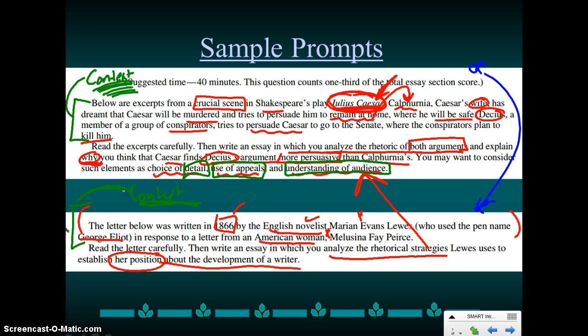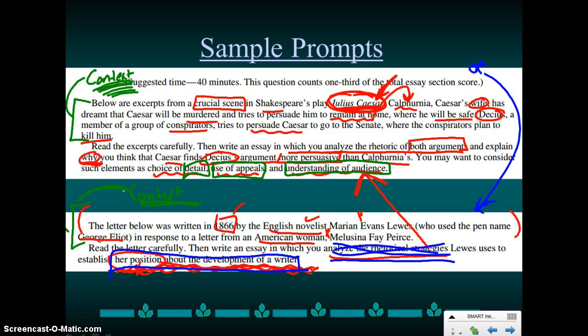And you'll notice this prompt has what we would consider one of those hidden questions. What is her position about the development of a writer? What is that position? So with this essay, you need to identify what this position is before you actually start talking about the strategies that she uses. Because if you don't know this, you are not going to know that.